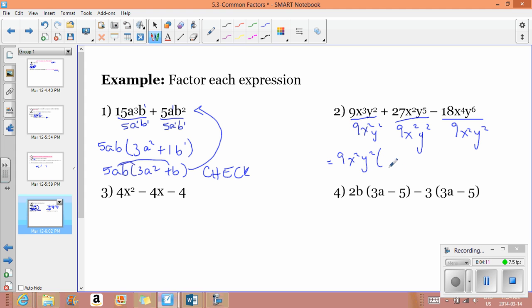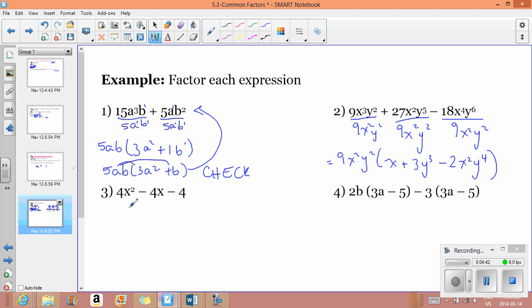9 divided by 9 is 1. X cubed divided by x squared, subtract the exponents, x to the power of 1. Y2 divided by y2, it's all gone. Plus 27 divided by 9, so that would be 3. And then we have x squared divided by x squared, so that part's gone. Y5 divided by y squared, and so that would give you y to the power of 3 minus, and then this is 2x squared y4. And again, if you're unsure, you can expand and you can check that you get back to here.